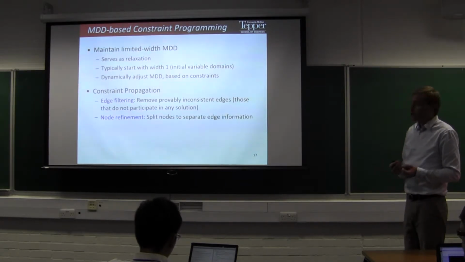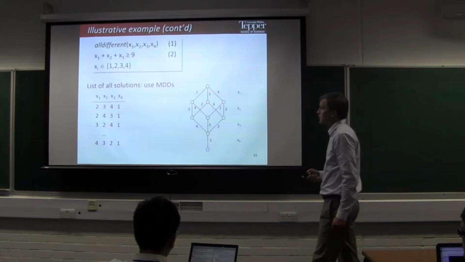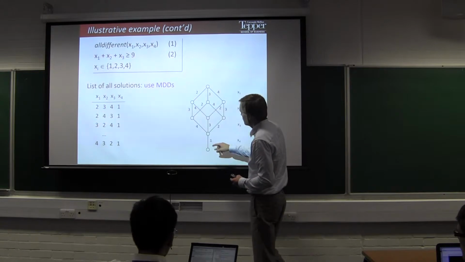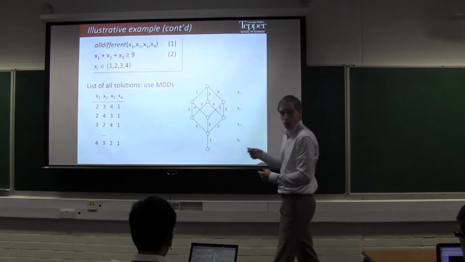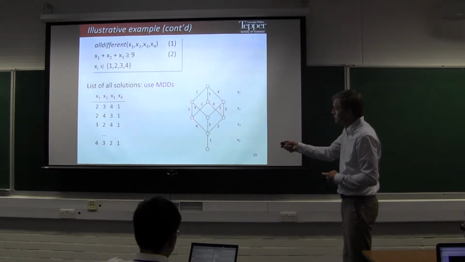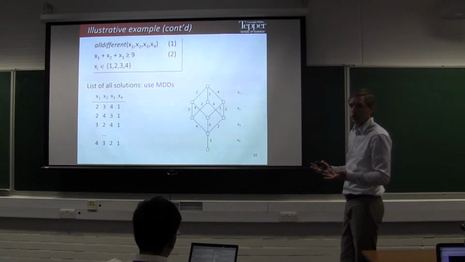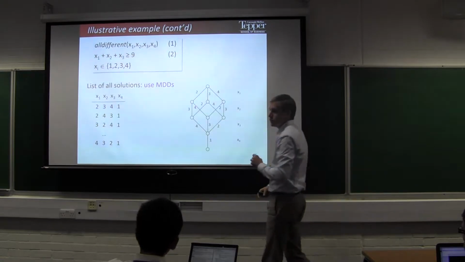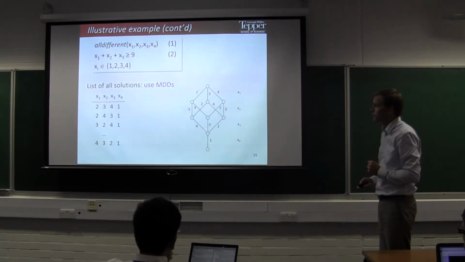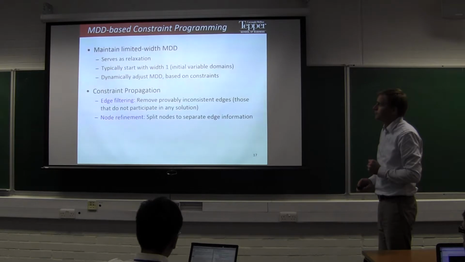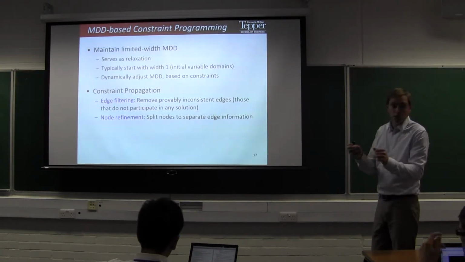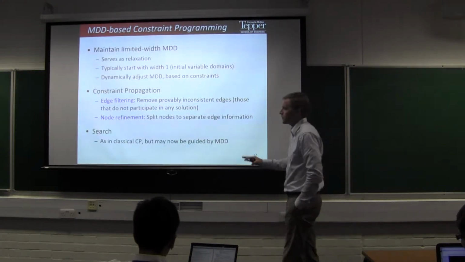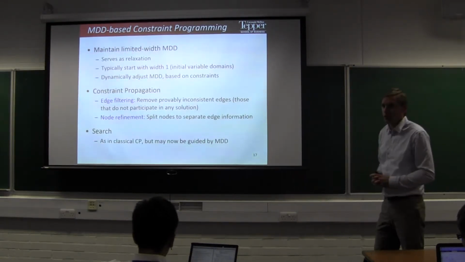And instead of filtering the domains, I'm going to filter edges here. Maybe I can deduce that this edge is inconsistent or infeasible. Maybe this edge is infeasible. So my constraint propagation mechanism now must filter edges in the MDD rather than just filter domain values. Okay. And I might also refine, split the nodes if there is more space to do that. And the search is exactly the same. So that's the idea of MDD-based constraint propagation.